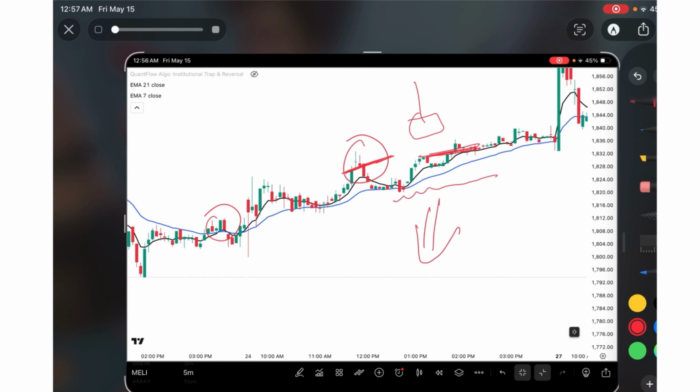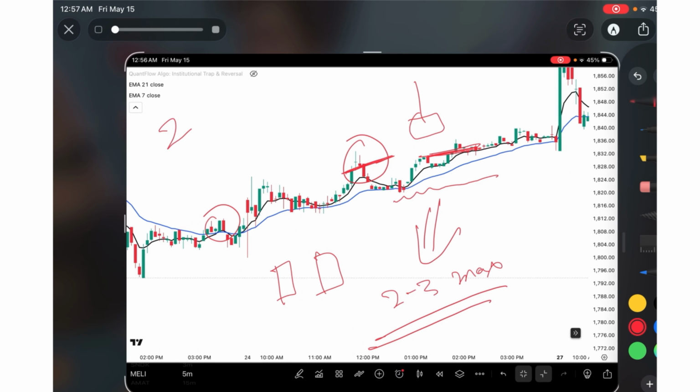After a red or green candle, we should only consider the next 2 or 3 candles at most. If we don't find an entry within these 2 or 3 candles, then we shouldn't take the entry. The setup has failed. All right, so let's keep going.